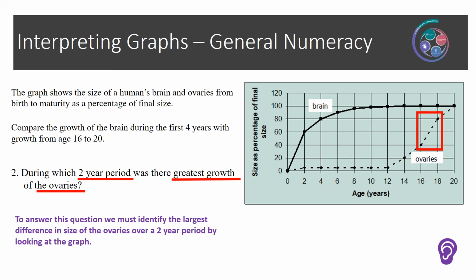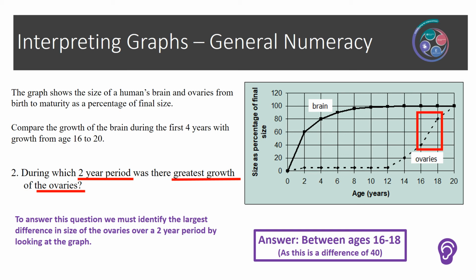We must look along the dotted line for the trend and development of the ovaries, and we must look for the biggest difference in a 2-year period. Note that I have highlighted the biggest difference here, which is between 16 years and 18 years. This would be our answer. The reason this is the answer is because this is a difference of 40. At 16 years, we were at 40 as a size of percentage of final size, and at 18 years, the plot was at 80.